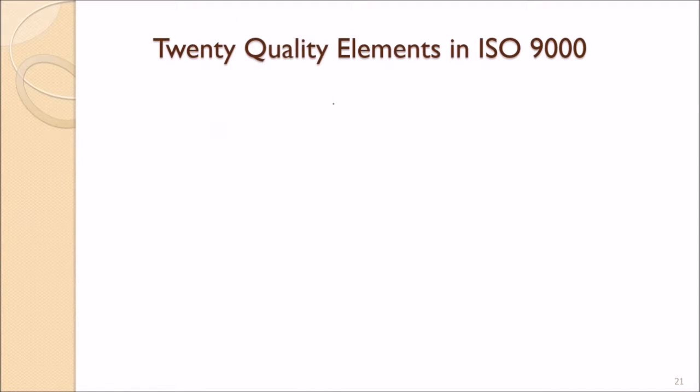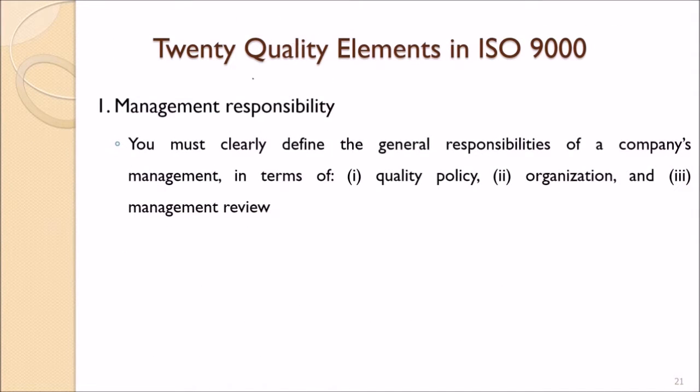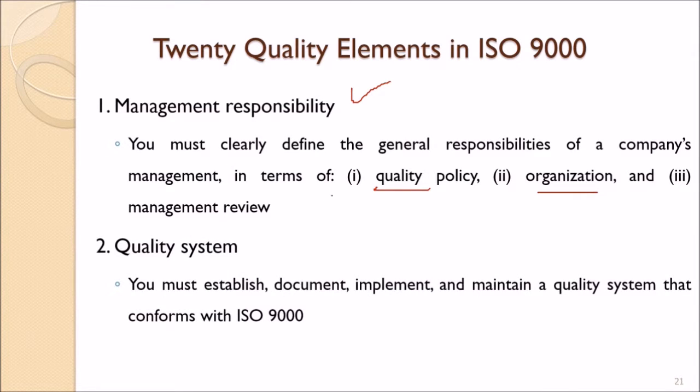There are 20 quality elements in ISO 9000. First is your management responsibility. That means you must clearly define the general responsibility of the company management, which is in terms of quality policy, organization, and how the management review is going to be. Then the second is quality system. You must establish, document, implement, and maintain a quality system that would conform to ISO 9000.